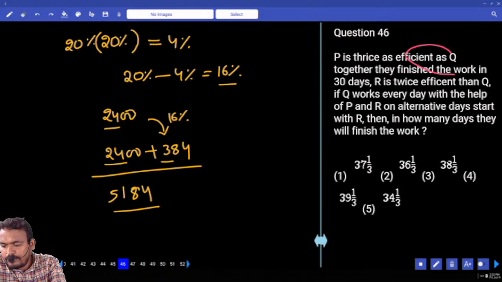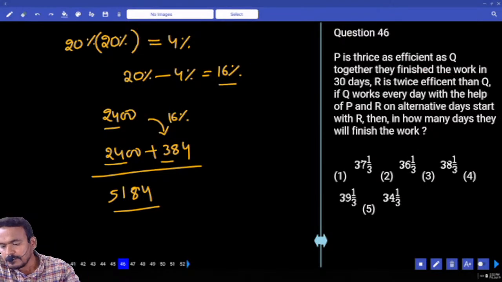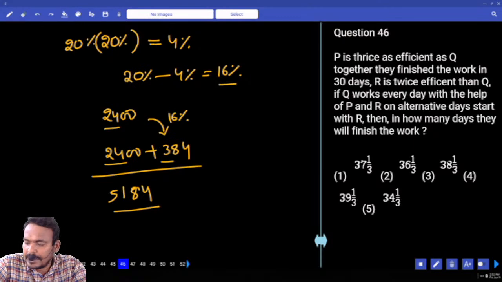Next question number 46. P is thrice as efficient as Q. Together they finish the work in how many days? 30 days. R is twice as efficient as Q. If Q works every day with the help of P and R on alternate days and starts with R, then in how many days will they finish the work?